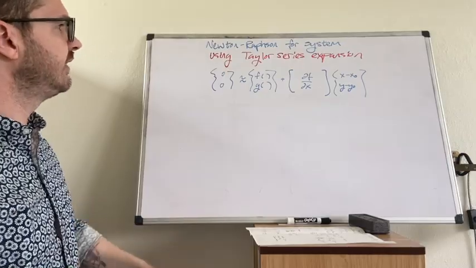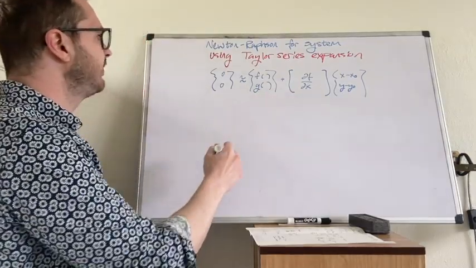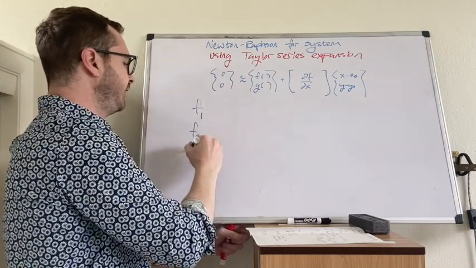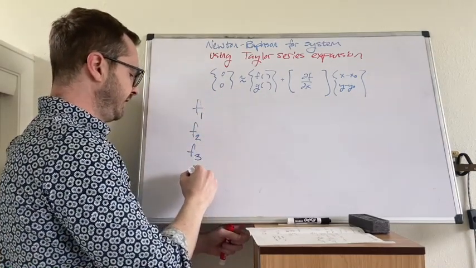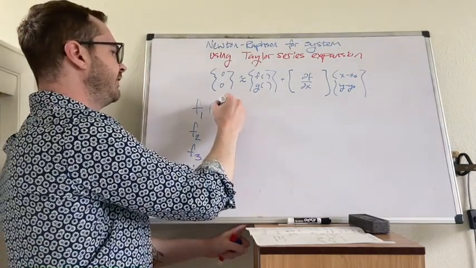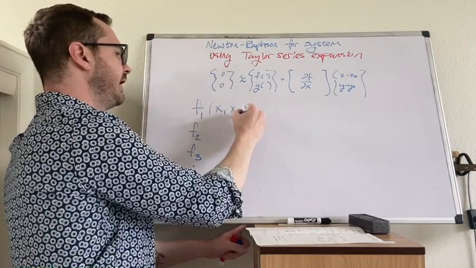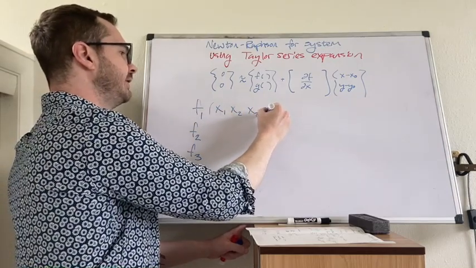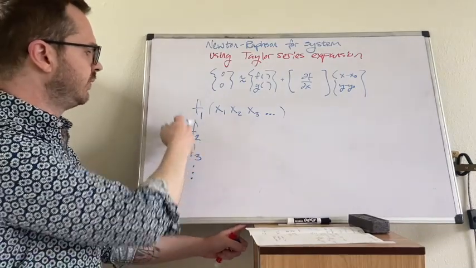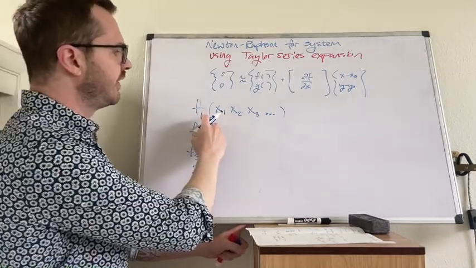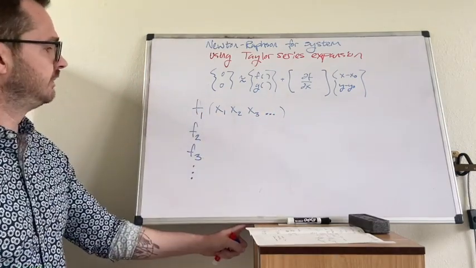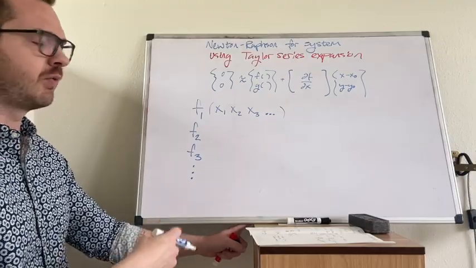In that case, let's relabel a little bit of this. Let's say that the functions are now f1, f2, f3, dot, dot, dot. And then these are functions of variables x1, x2, x3, dot, dot, dot. What that means is we can have n number of functions, and the functions themselves have n number of variables. So what's the proper way to write this system then?